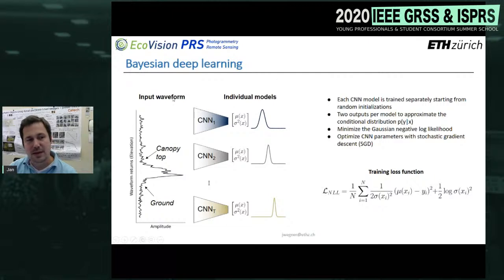You get this raw waveform as input, and we train an ensemble of CNNs. We have 10 different CNNs, all trained separately on the same data, but with random initializations. We have two outputs per model to approximate the conditional probability, the mean value and the variance. Then we minimize the Gaussian negative log likelihood and optimize over the CNN parameters with stochastic gradient descent. So this is a loss function per CNN.